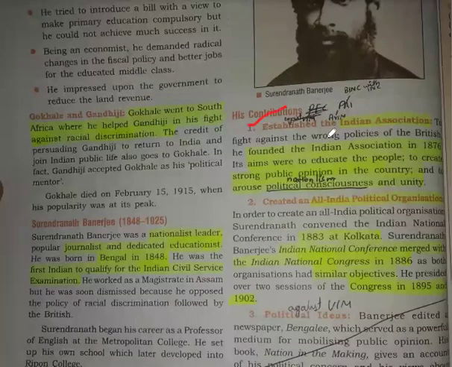So his contribution was, first thing, he established the IA, Indian Association. Founded the Indian Association in 1876. Its aim was to educate the people, to create strong public opinion in the country, and to arouse political consciousness and unity. Created All India Political Organization. In 1883 at Kolkata, Surendranath Banerjee, Indian National Congress merged with the Indian National Conference.